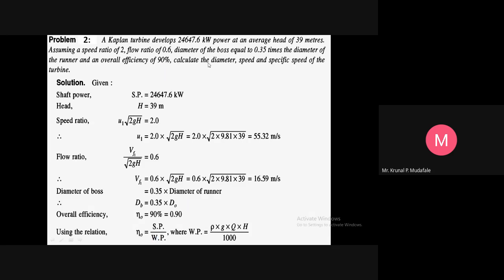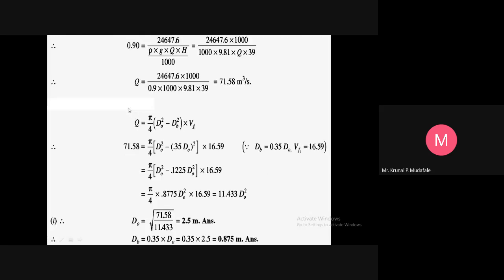Then calculate the diameter. First of all, what they ask us to find out is the diameter, so we have to find Db and Do also. Then the speed in terms of RPM, and the specific speed of the turbine. So there are three quantities we have to calculate. First of all, we can find out the diameter. How can we find the diameter? With the help of the relation available.